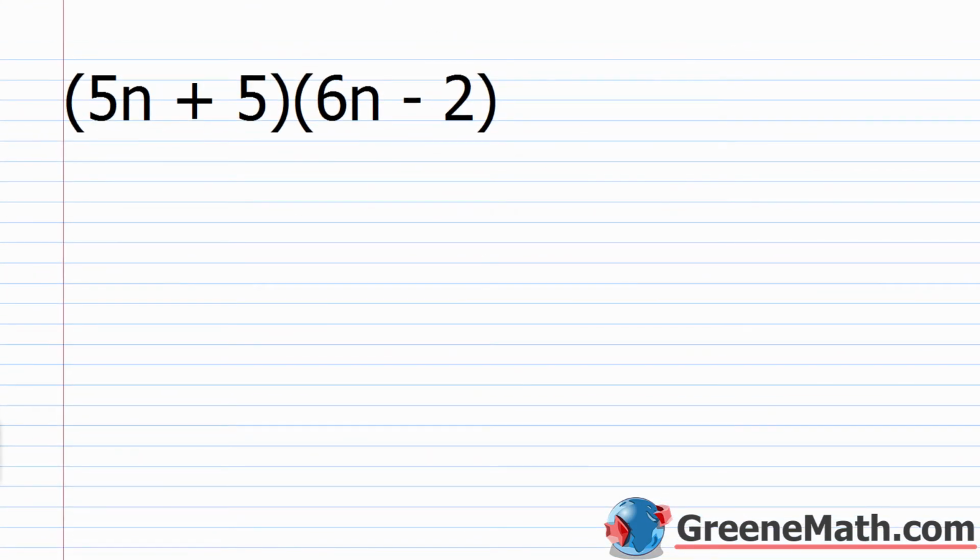All right, let's take a look at this one. We have 5n plus 5 times 6n minus 2. So let's use FOIL. So I want to start out with the F, first terms. So the first terms, we have 5n times 6n. 5 times 6 is 30. N times n is n squared.